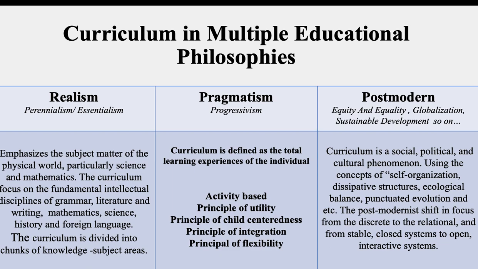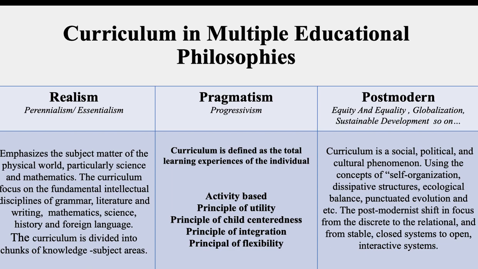Coming to the last one, it is more confusing and very boundaryless. It's postmodernism, and postmodernism has so many theories. Well, what's the definition? According to postmodernism, curriculum is a social, political, and cultural phenomenon. The phenomenon is the experience. Wow. Using the concepts of self structures, ecological balance, punctuated evolution, and so on, the postmodernist shifts focus from the discrete to the relational and from a stable, closed system to an open, interactive system.